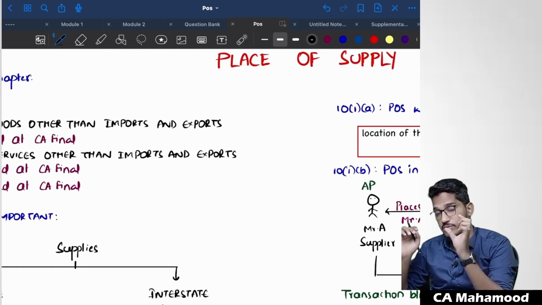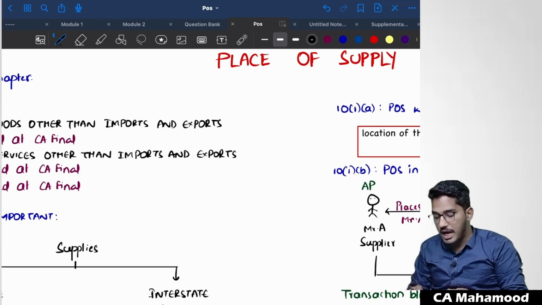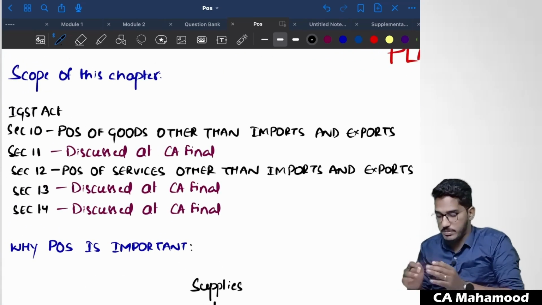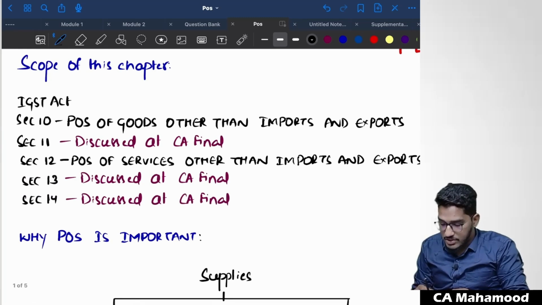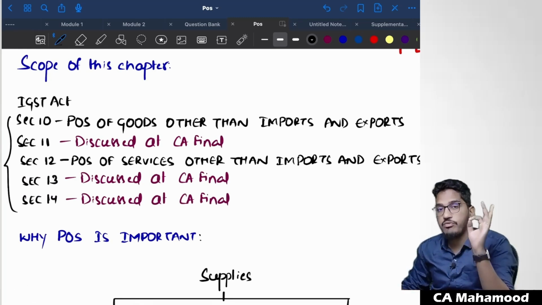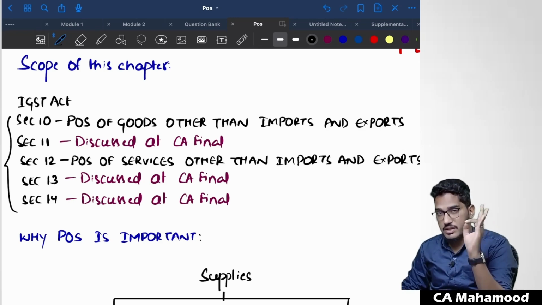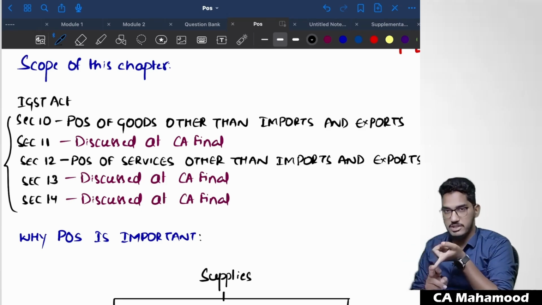We are actually learning a few sections of the IGST Act. And what are those sections of the IGST Act which deal with the place of supply? In the IGST Act, from section 10 till section 14, these are the sections which talk about the place of supply, how to determine the place of supply. That discussion has been given under the IGST Act, and from section 10 till section 14, these are the sections of the IGST Act dealing with the place of supply.